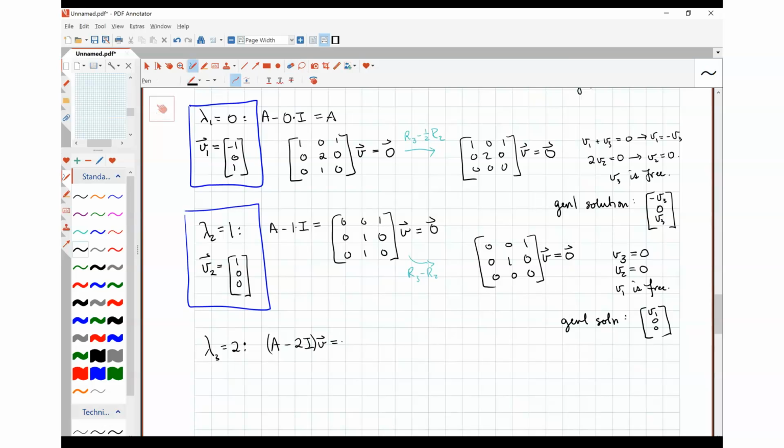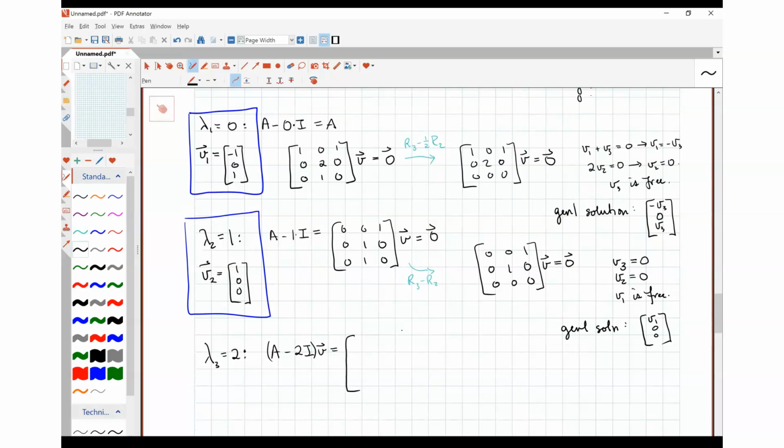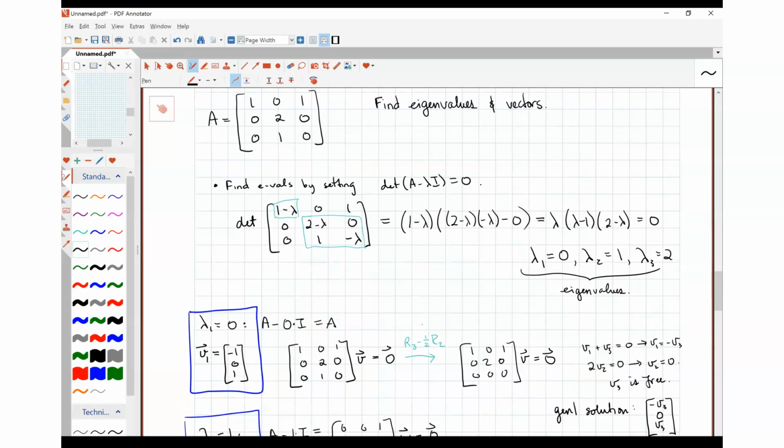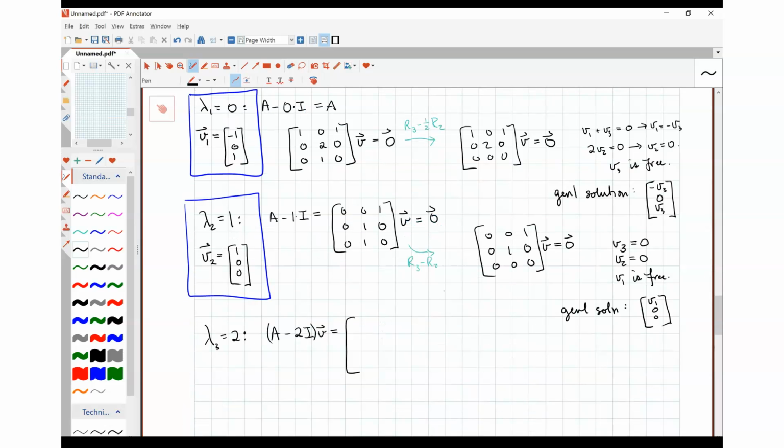Everybody's bailing, but the interesting part is the interpretation of this, which is what's coming next. We just have to find the last one, and then we can talk about the geometry. Okay, so we'll have minus 1, 0, 1, 0, 0, 0, and 0, 1, minus 2 times V is equal to the 0 vector.